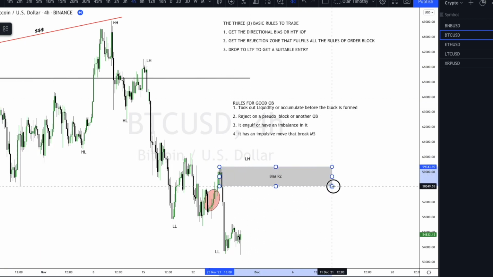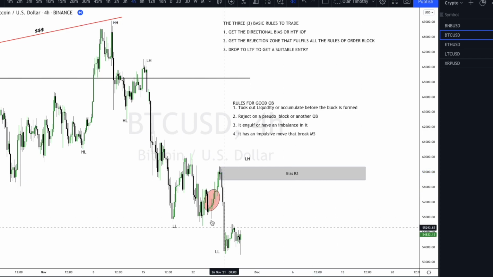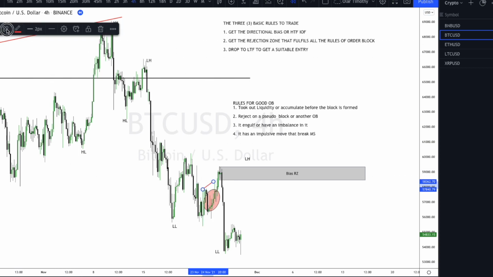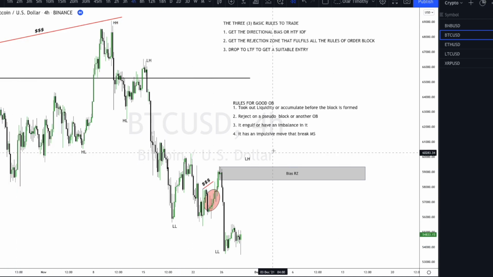Right, this particular candle, as my bias, actually took out liquidity. I'm going to consider this as a liquidity grab, just like a trend line, a mini inside liquidity structure. So I'm going to mark that as liquidity. So rule number 1 has been met, as you can see here. Rule number 2, it must reject on a pseudo, right?